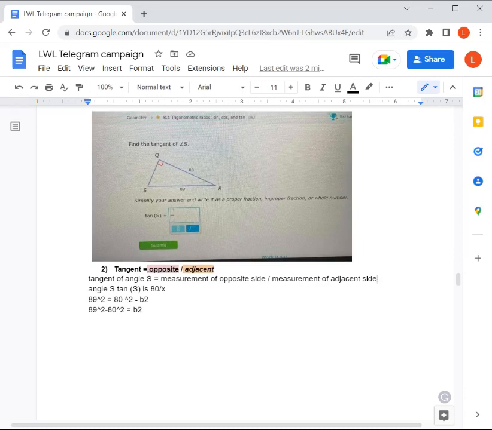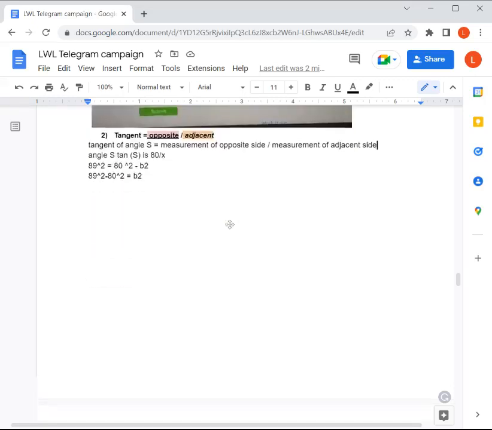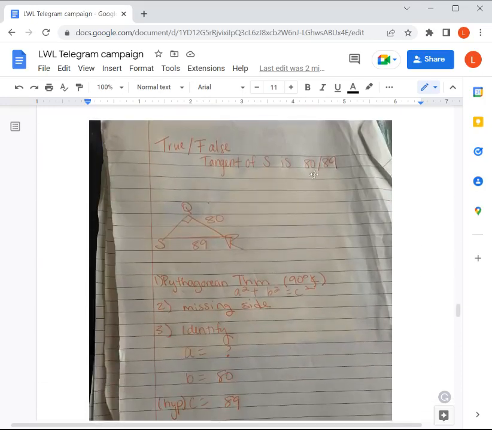So picking up from the last video, we left off with a geometry example where we're finding the tangent of angle S. I'd like to set this up as a true or false question. True or false: the tangent of S is 80 over 89. We see we have 80 as this side here and 89 as the bottom side, so that's where those two numbers came from. But now, how do we determine if this is true or false?